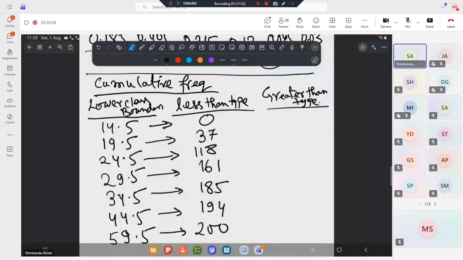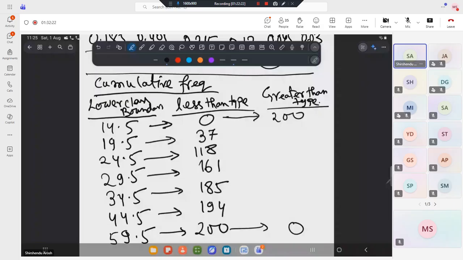Now let's understand further in terms of the greater than type concept. It is as if for 14.5 the statement would be: above 14.5, how much is there? So above 14.5, if everything is there, this is just the opposite. So you got the full frequency 200. If you start with 200, of course you come from here, it ends with 0. That is the opposite scenario.